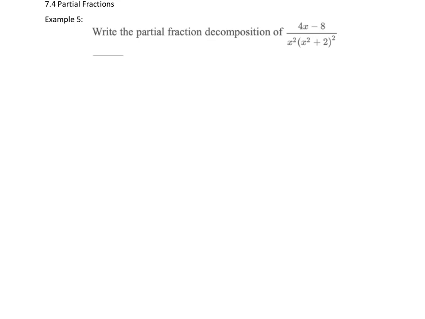Okay, last one. We've got a proper fraction, so step one, check. Step two, our denominator has been factored completely. So we just got to rewrite. 4x plus 8 is my numerator. I've got a linear thing that's being repeated, and I've got a quadratic that's being repeated. So this is like everything put together.